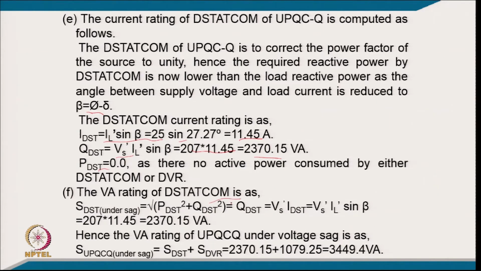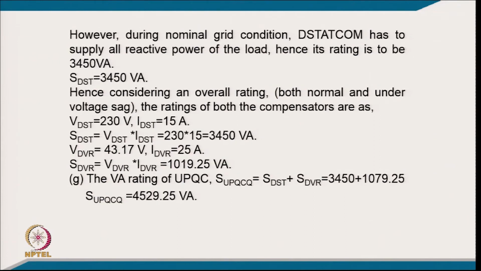So, VA rating of D STATCOM will be directly Q DST and that is typically 2370 and the total rating of this during sag will be the D STATCOM rating plus the DVR rating, typically it comes 3449.4 VA. However, during normal condition D STATCOM has to supply all the reactive power of the load, so its rating has to be 3450. Hence, considering the overall rating for both normal and sag conditions, the D STATCOM rating is 230 by 15, and the DVR rating voltage is this and current rating is this. So, the total rating will be the sum of both, which comes 4529.25 VA.